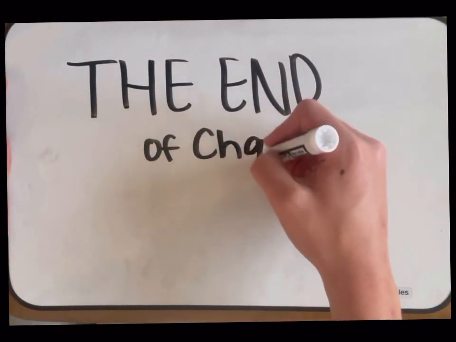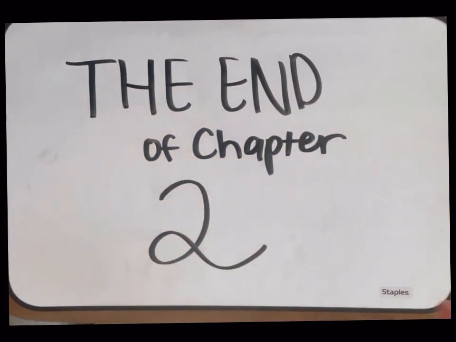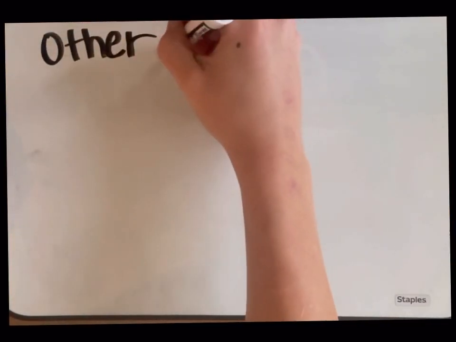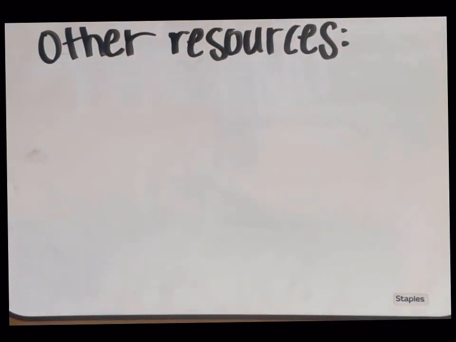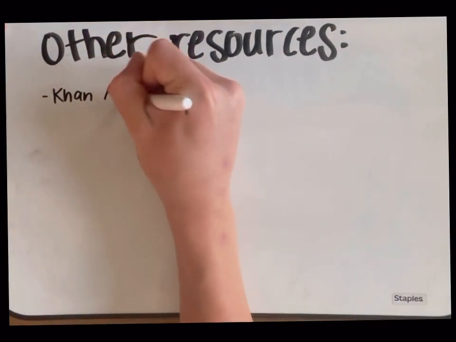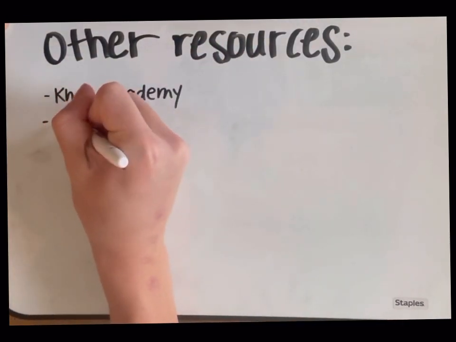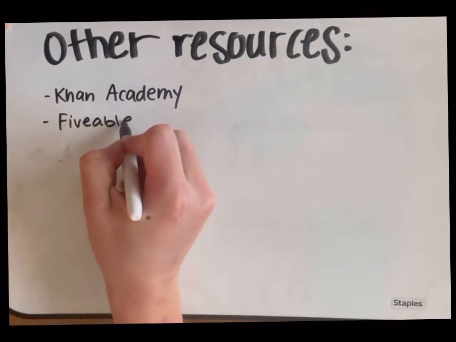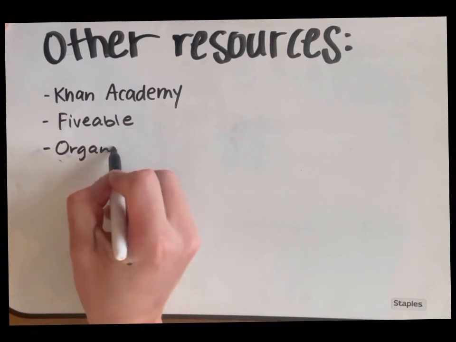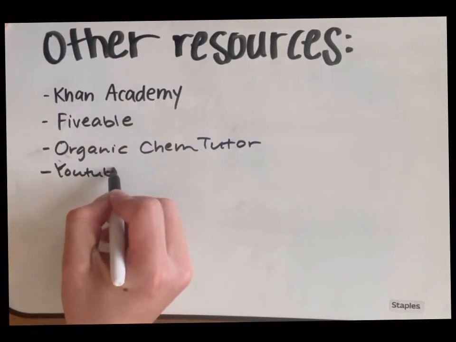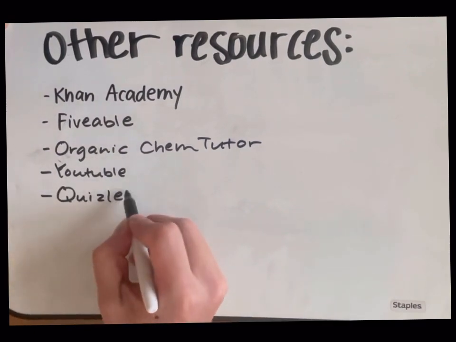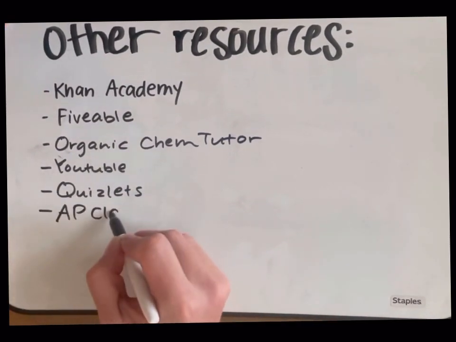So, thank you. This is the end of chapter 2. I hope this helped. Some other resources that can help you practice, and that helped me get a good grade on the test, were Khan Academy. They're really good. I got some of this work from Khan Academy. Fiveable is a great one to practice and have some reading available to you. Organic Chem Tutor on YouTube and just other YouTube videos in general. And then Quizlets. The teacher might give you a Quizlet or you can make your own.